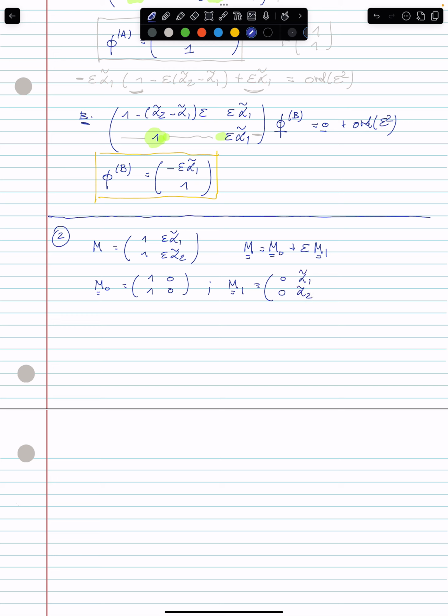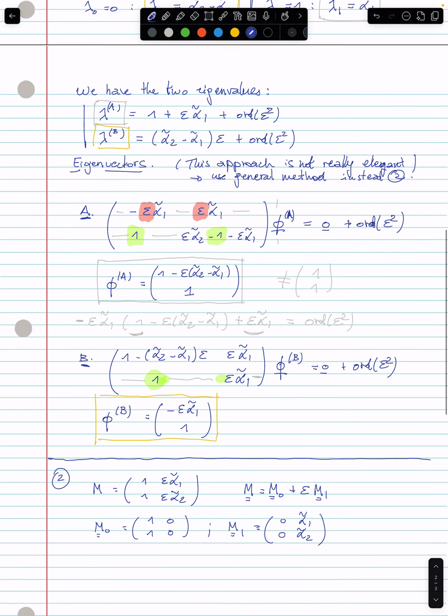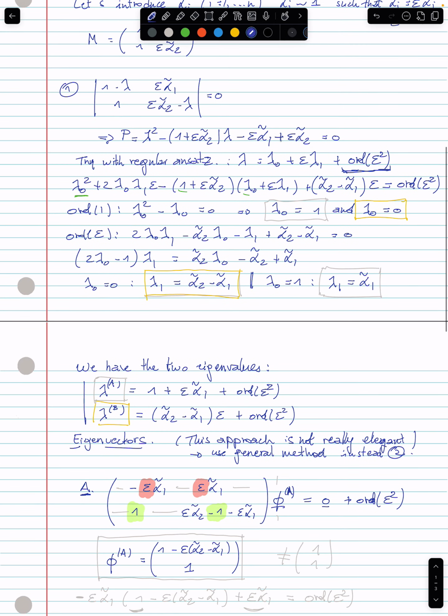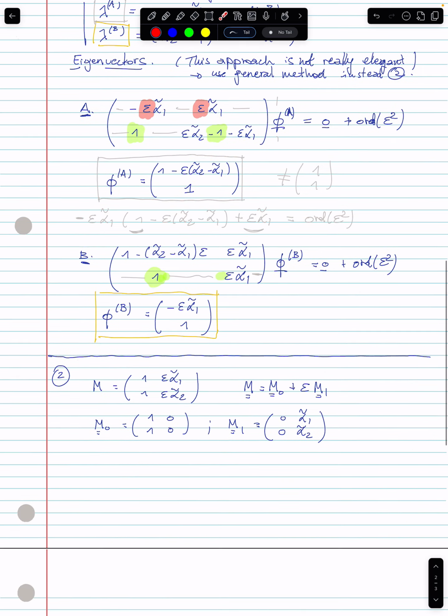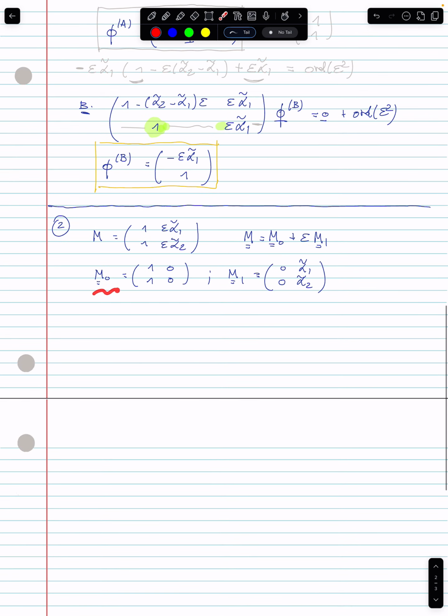All right, so we see that in this case, both matrices are singular. And that's something we noticed, because there's at least one eigenvalue that is equal to 0. So it means that at leading order, the unperturbed problem already involves a singular matrix. That's what we see here.